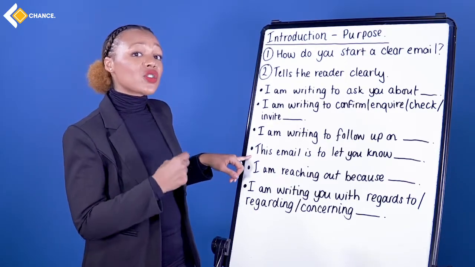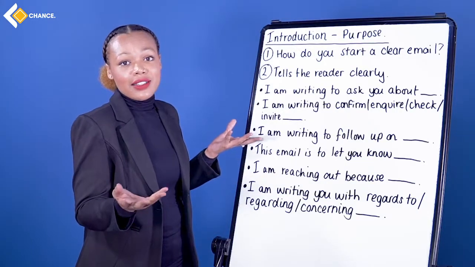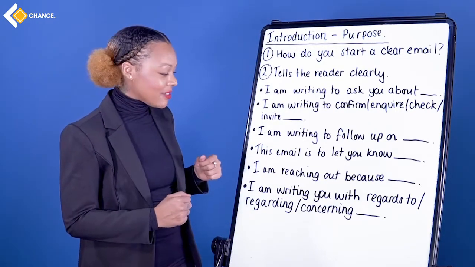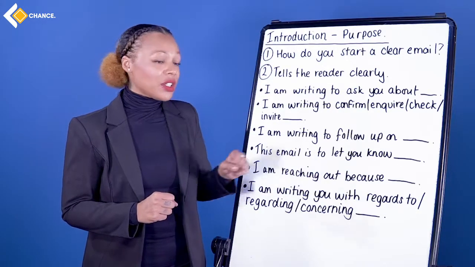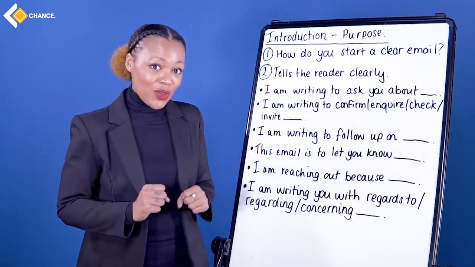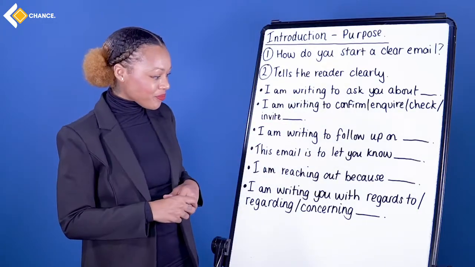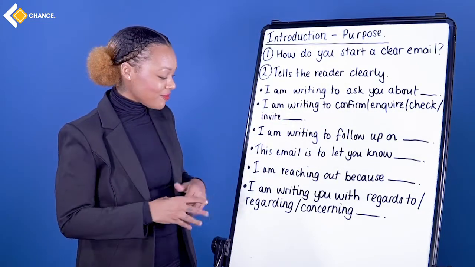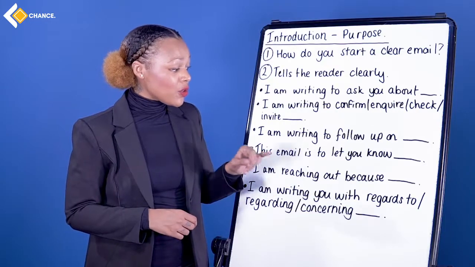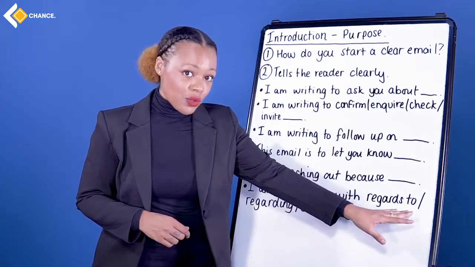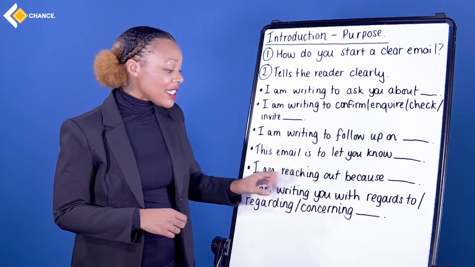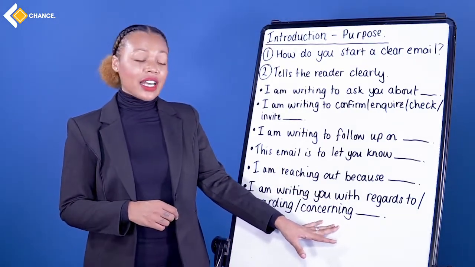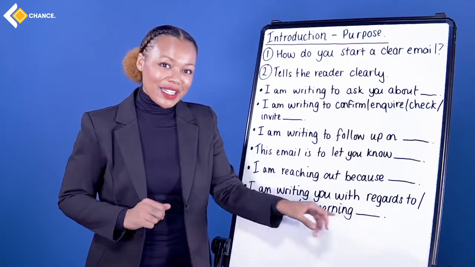This email is to let you know that. How would you complete that? I am reaching out because. Reaching out here means I am contacting you. I am reaching out to you because, and I am writing you with regards to. I am writing regarding, I am writing concerning, and then you need to fill in the blanks.